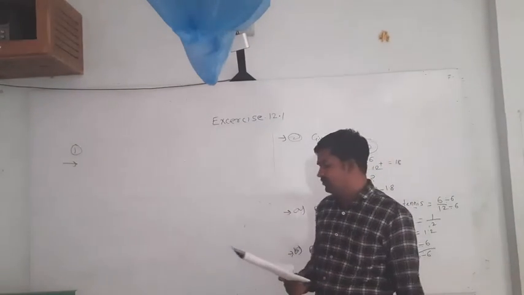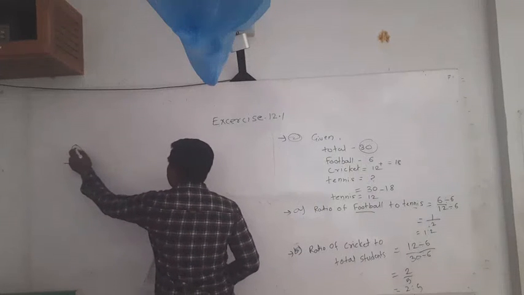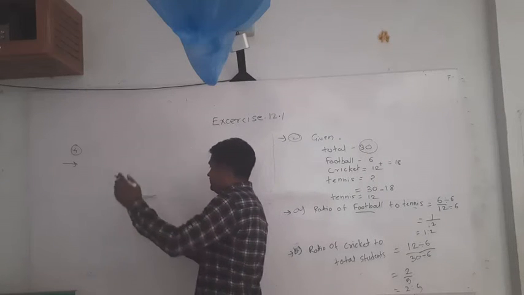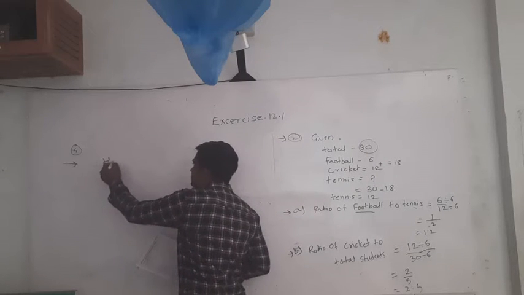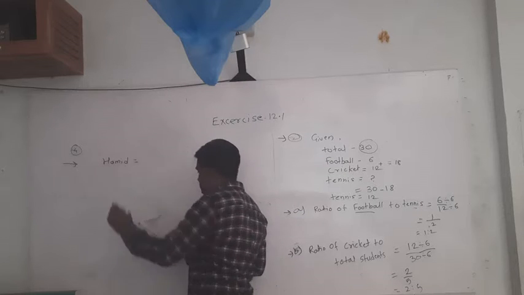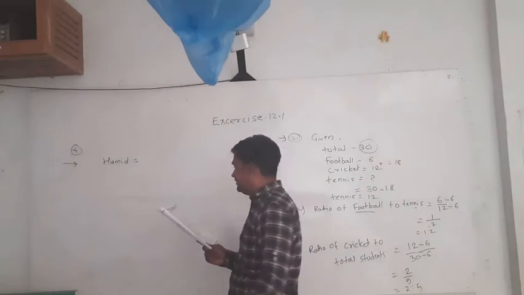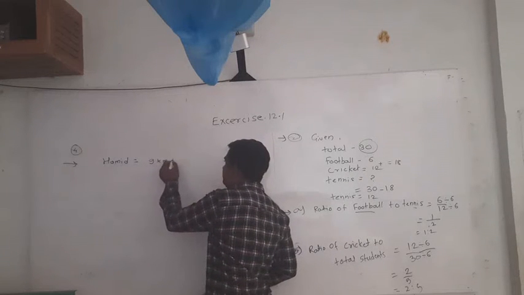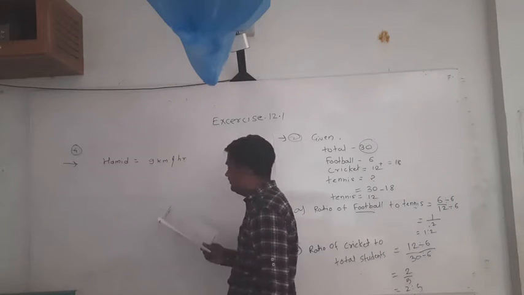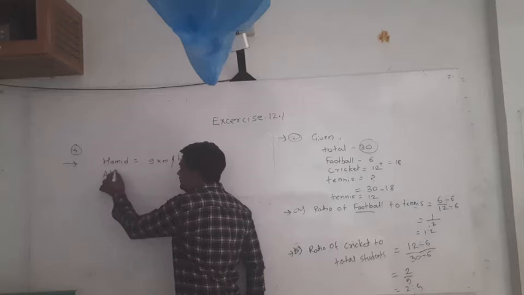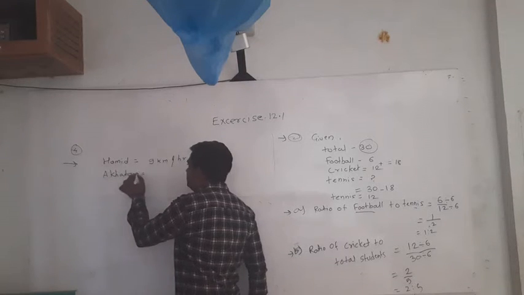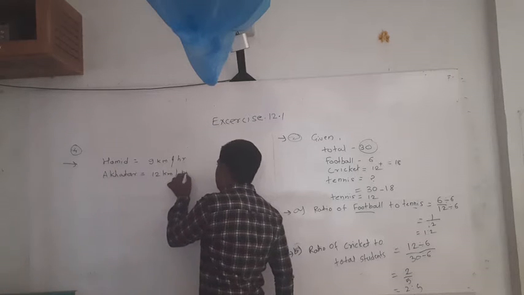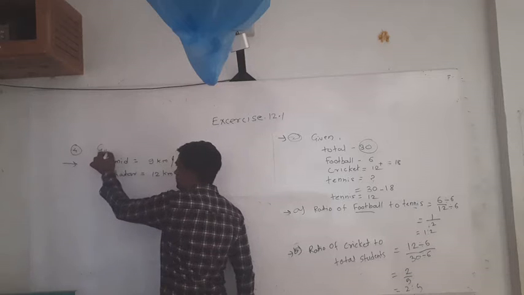So this is a very simple question. For question number 4, first you can write Hamid's speed. Hamid's speed how much? 9 kilometer per hour. The next boy Akhtar, speed 12 kilometer per hour. So write the given first. Yes.